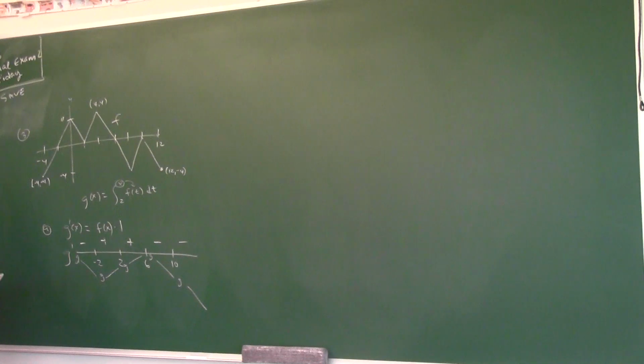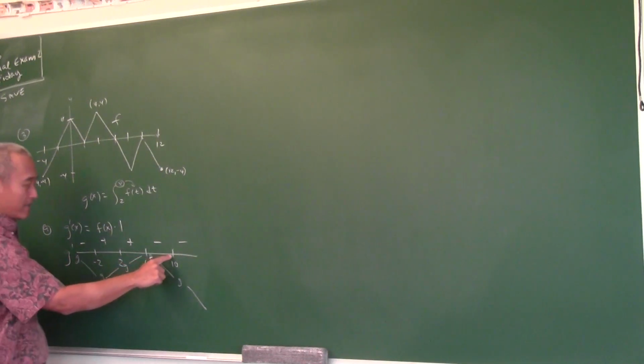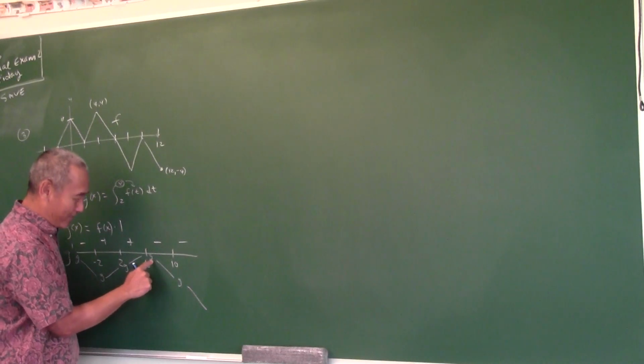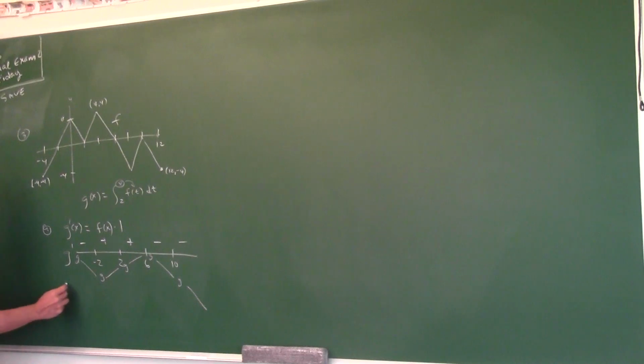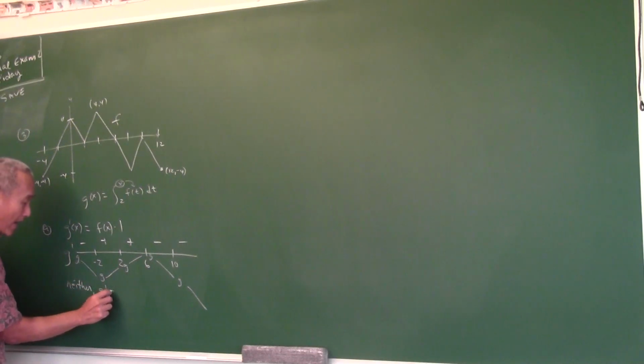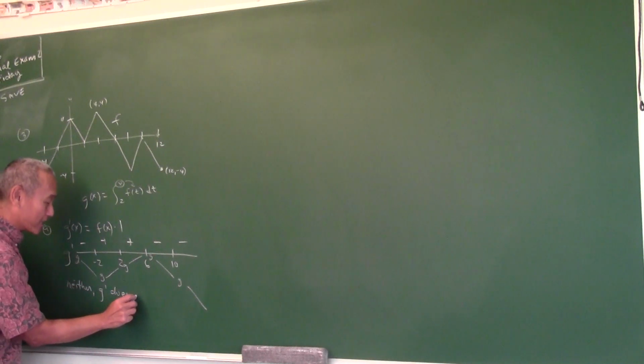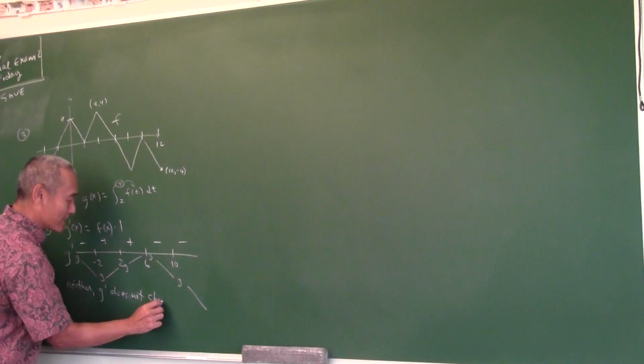So now the question is, does G have a max, min, or neither at x equal 10? Right, here's x equal 10. If the graph goes downhill and then downhill some more, does it have a max or a min? Neither. So the answer is neither. And what's your justification? G prime doesn't change sign. This is right, does not change signs.